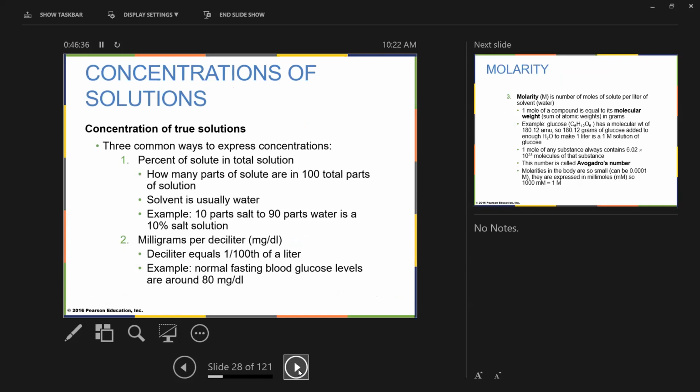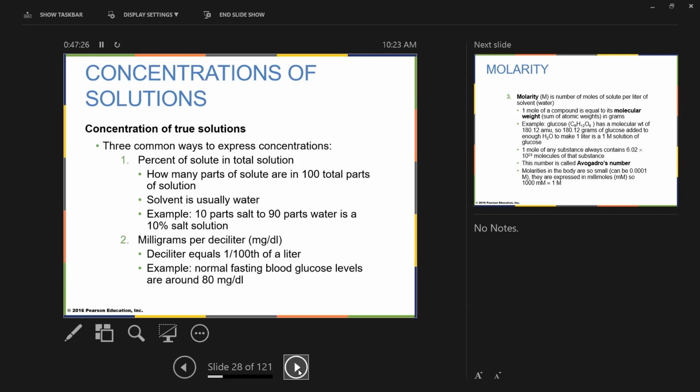The most common way that we measure solutions is by percentage. Very simple process. If you want to make a 10% salt solution in a liter of water, you would take 1 liter of water in a beaker and add 100 grams of sodium chloride to it. 100 is 10%. 100 is 1/10 of 1,000. There are 1,000 milliliters in a liter, so 1/10 of 1,000 is 100. So you would add 100 grams of sodium chloride to the beaker, and you would now have a 10% salt solution. It's a very simple procedure.